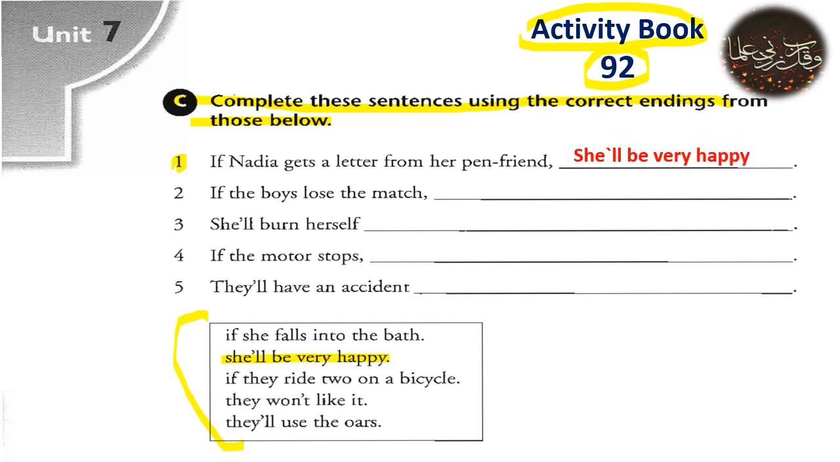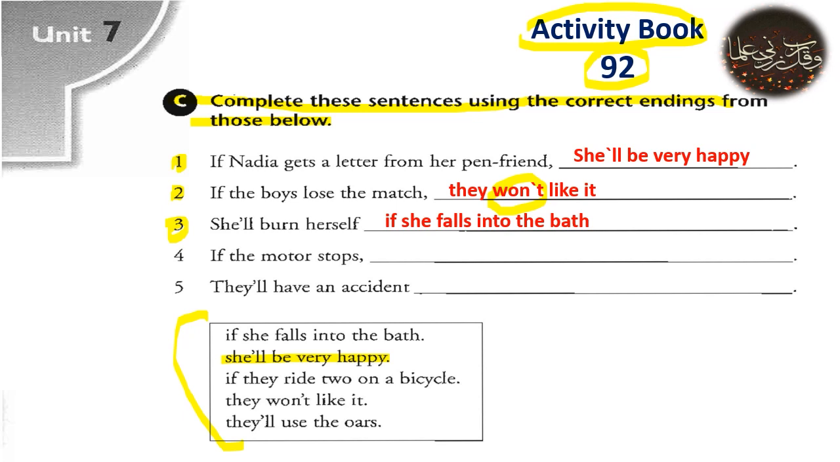The second one, if the boys lose the match, they won't like it. Of course, won't, my students, means will not. So this won't is a short form of will with not added, the negative of will. So, number 3. She'll burn herself. The answer, if she falls into the bath.